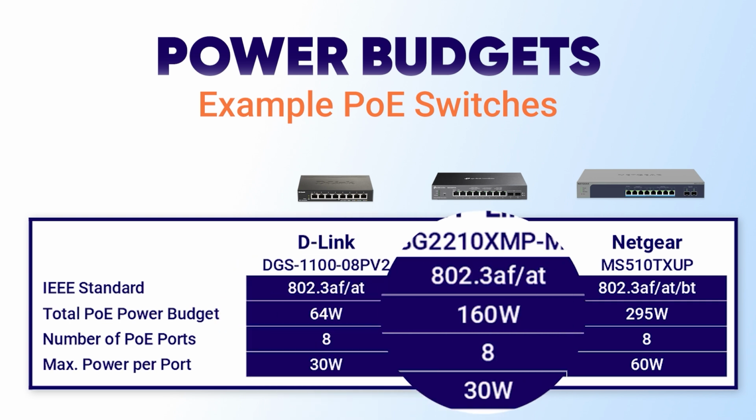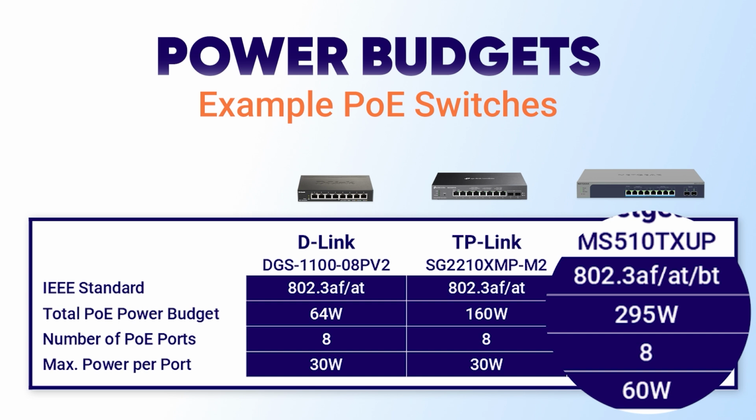The switch in the middle column with a 160-watt budget would fare better. All 8 ports could simultaneously support Class 1, 2, and 3 devices, or it could support up to 5 Class 4 devices. The switch on the right has the largest budget at 295 watts, which is enough to support a healthy combination of Class 1 through Class 6 devices.